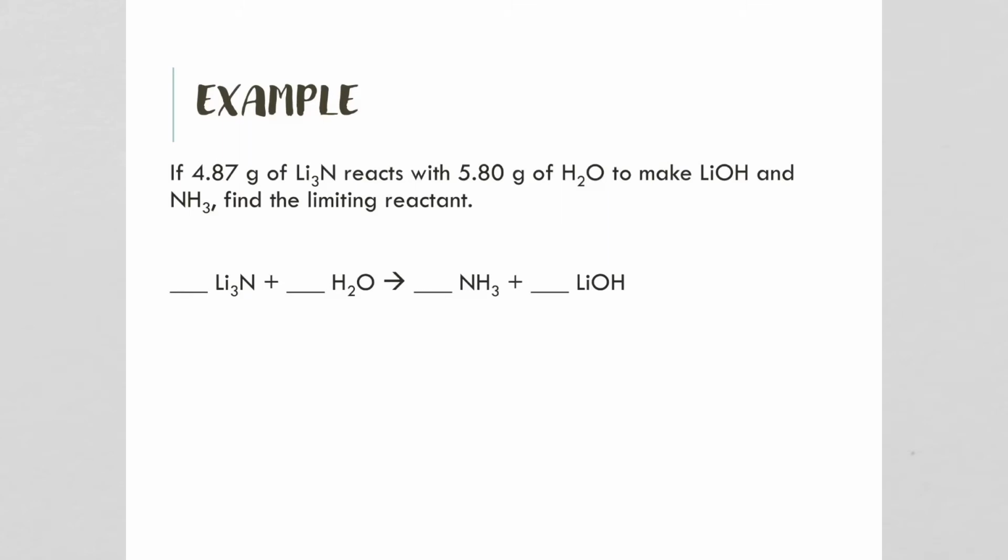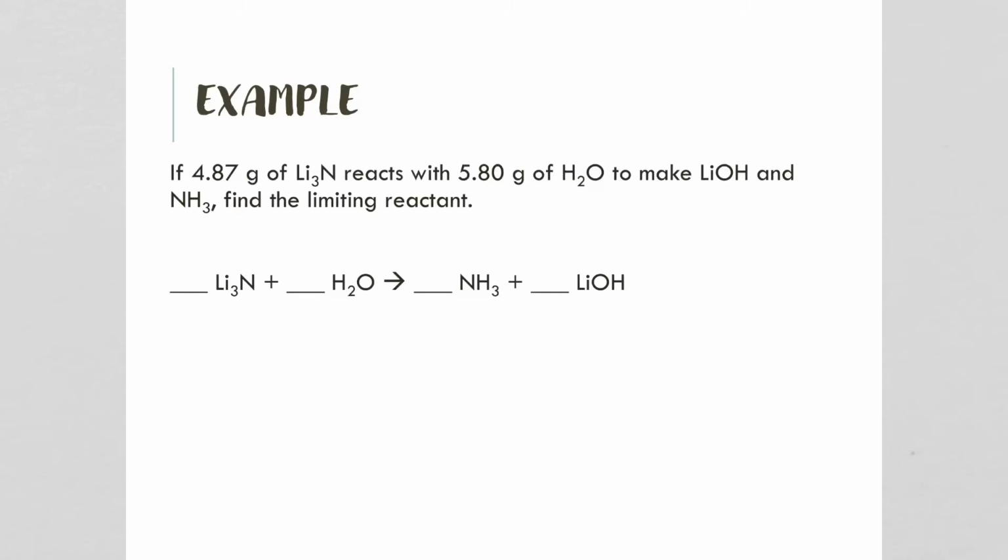So we'll work through an example and demonstrate how this will work. If 4.87 grams of lithium nitride reacts with 5.80 grams of water to make lithium hydroxide and ammonia, find the limiting reactant. So the first thing, as always, we need to make sure we have balanced our chemical reaction.